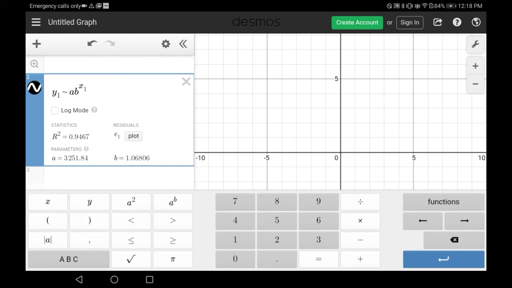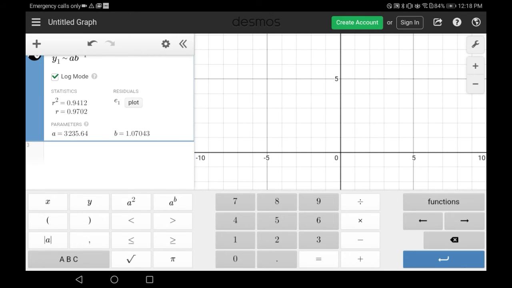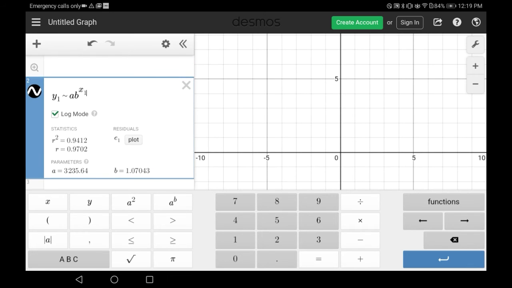Okay, so here, to get the exact exponential regression equation, I have to turn on this log mode that I have here. So I have to click there, and it will change my values of a and b. So that's the correct way you should create your exponential model, guys.